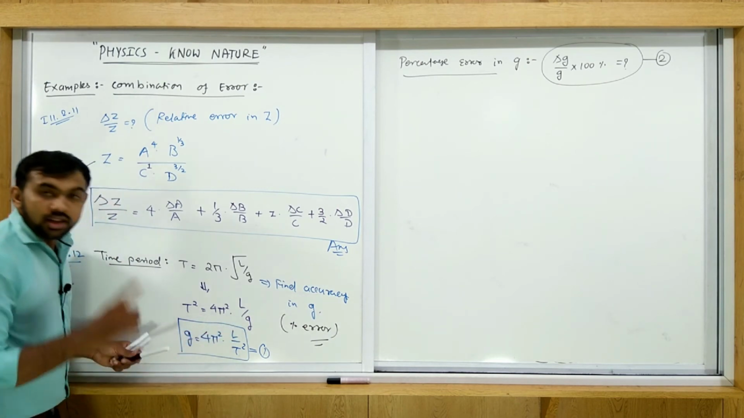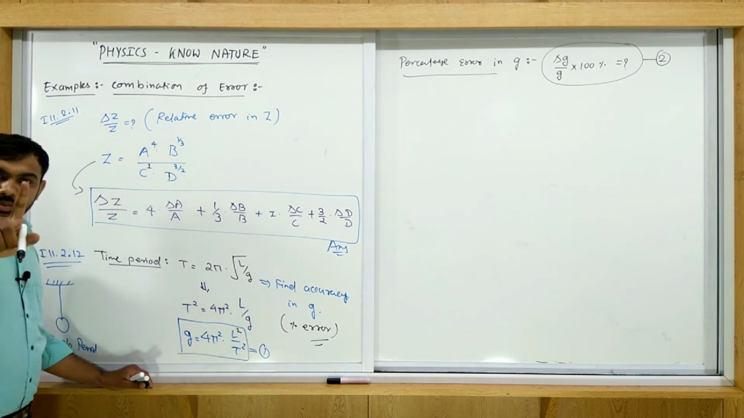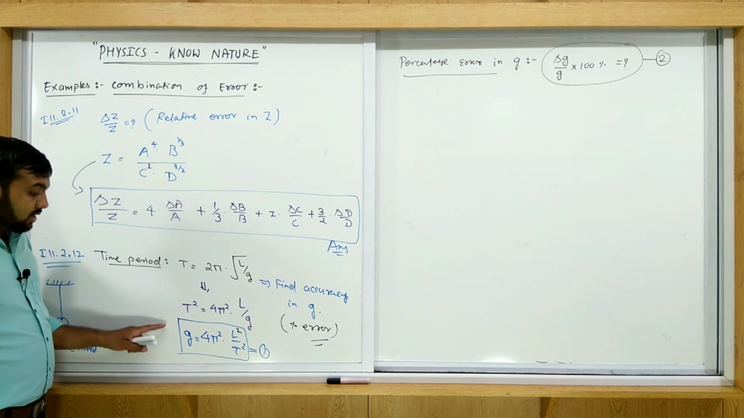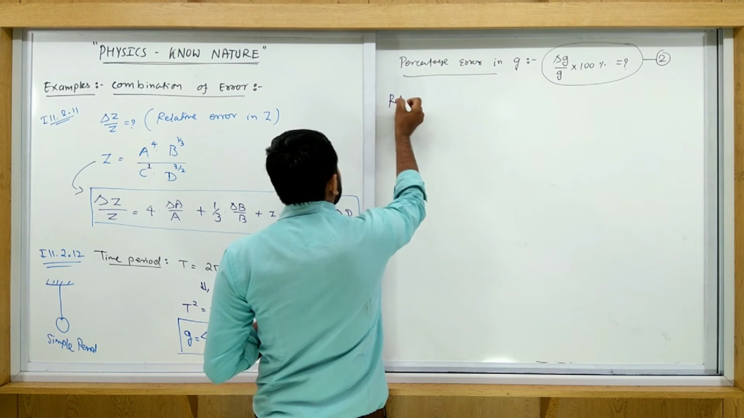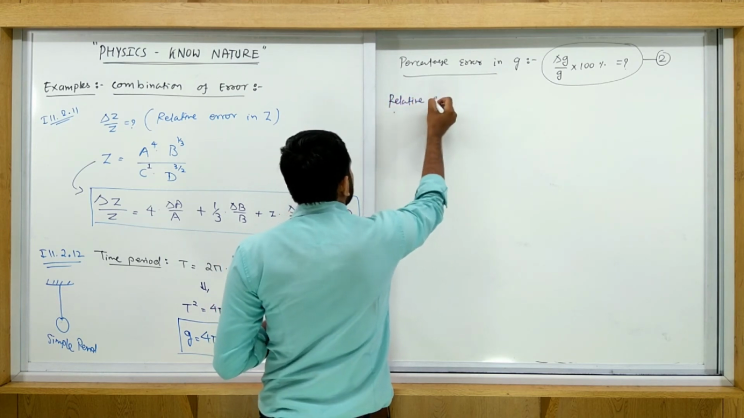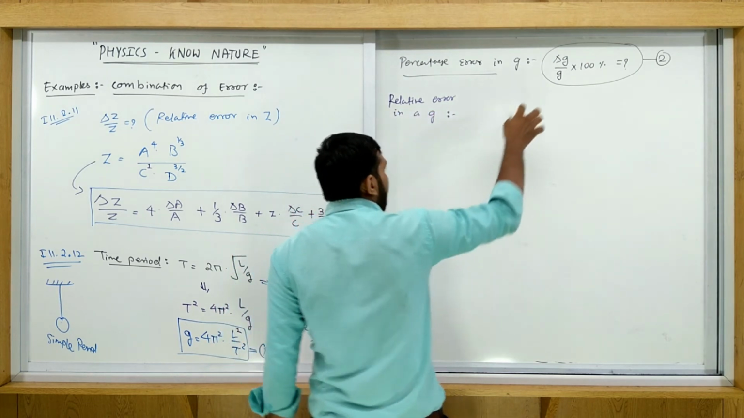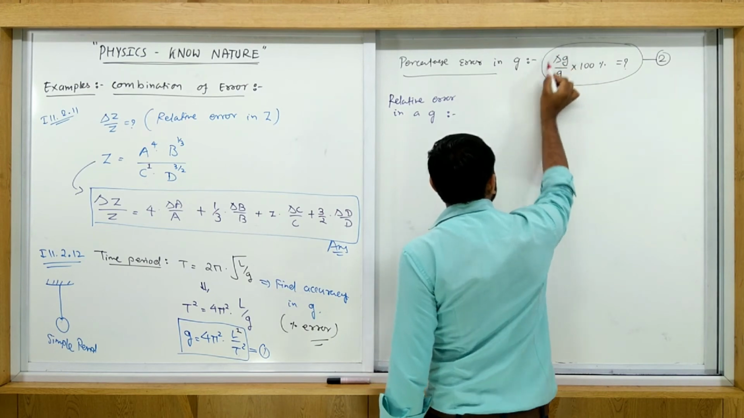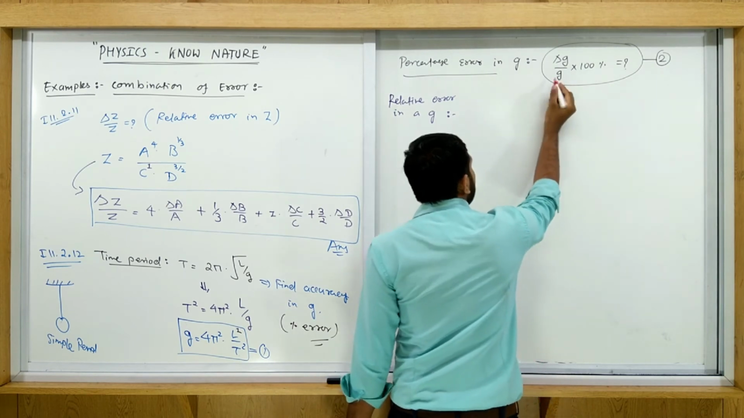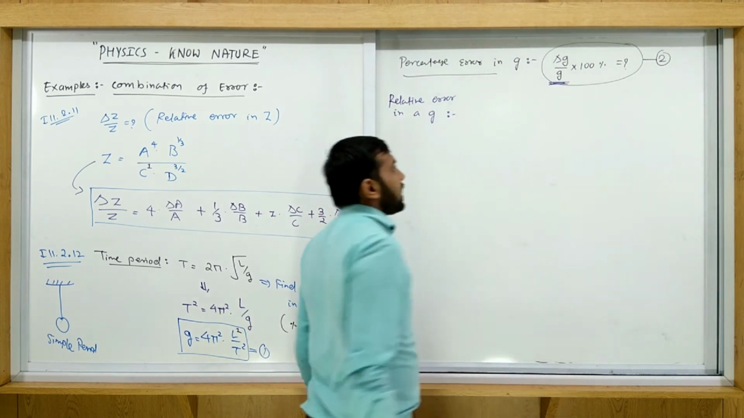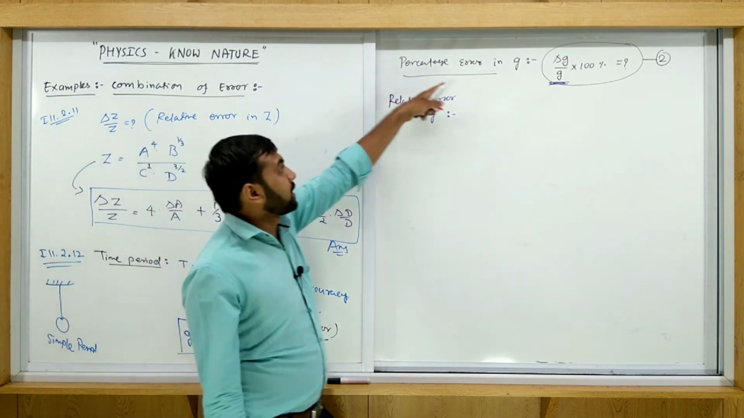Here what is the power of L? Nothing means the power already present is 1. So write the relative error in g from the power rule. Why relative error? Because delta g is the total term we have to find, but before that you must find delta g upon g. Then multiply the relative error by 100%, and finally you get the percentage error in g.